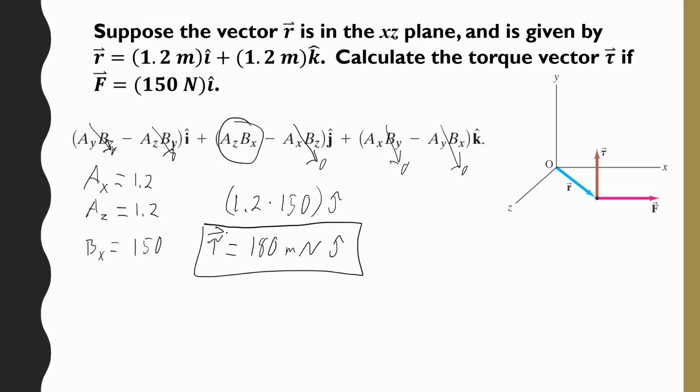Typically, when we do have to deal with this, a lot of the terms will cancel out. Sometimes you might be left with two or three, but rarely will you have all six components that you're dealing with here. All right, that's all.